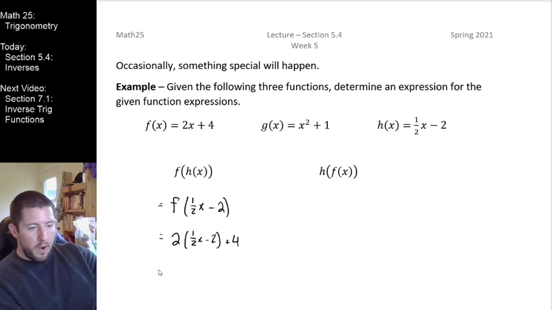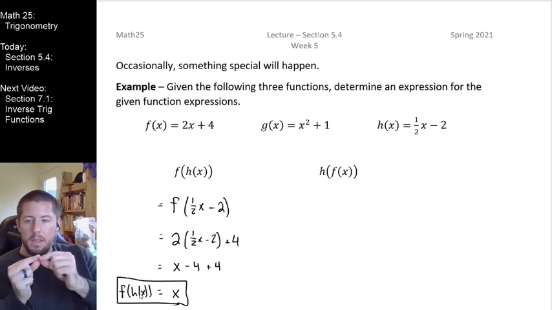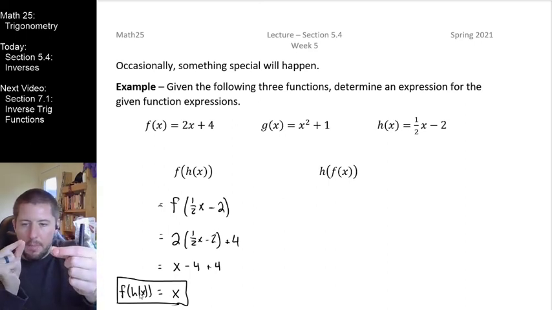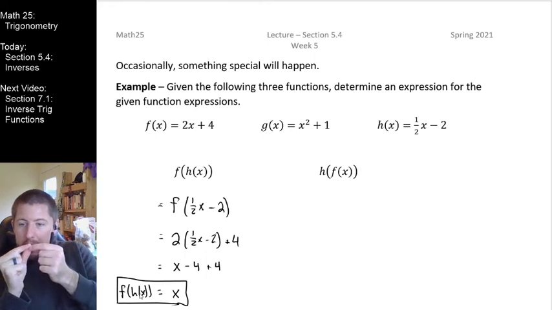All right? So I'm going to go ahead and expand here. 2 times a half is just 1, so I'm going to get 1x. 2 times negative 2 is negative 4, and we've got our plus 4 on the end. Well, that just gave me x. And that's really special. Because in this case, what that means to me is, I started with x. h took me somewhere. But what did f do from h of x? It brought me right back to where we started again.